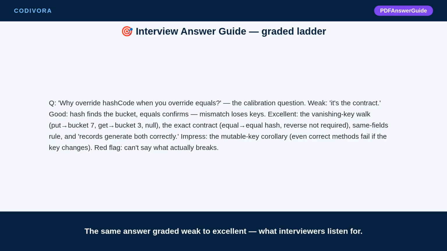Question: design equals and hashcode for a JPA entity. Excellent: don't use the auto-generated ID. Null before persist breaks set membership. Use a stable business key, or an instanceof-based equals with a fixed hashcode class constant if no natural key exists. Explain the persist boundary set corruption bug. This nuance is a senior signal.